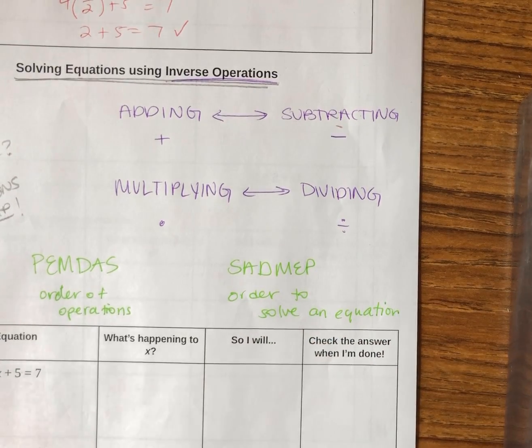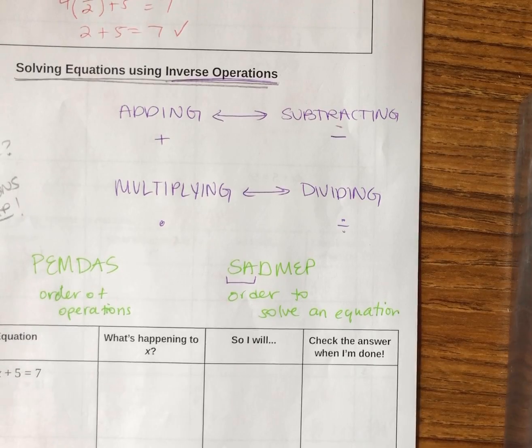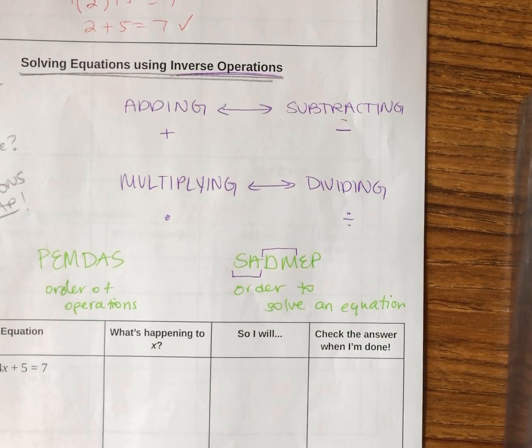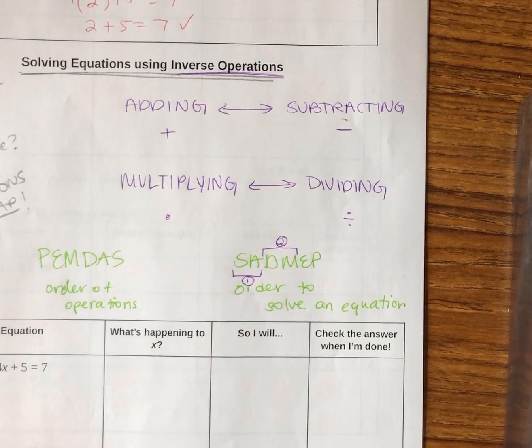That means I'll always undo any subtraction or addition before I undo any multiplying or dividing. So I'd have to do subtracting or adding first, and multiplying and dividing second. So let's see what that looks like.